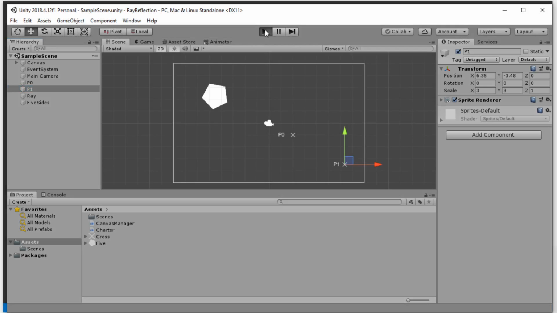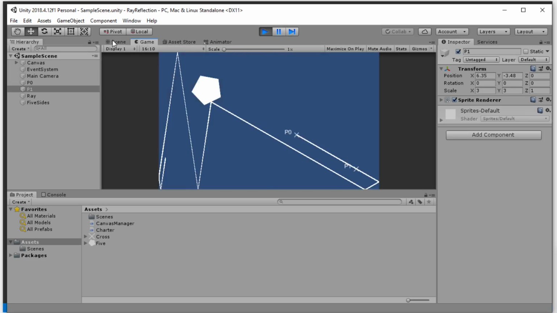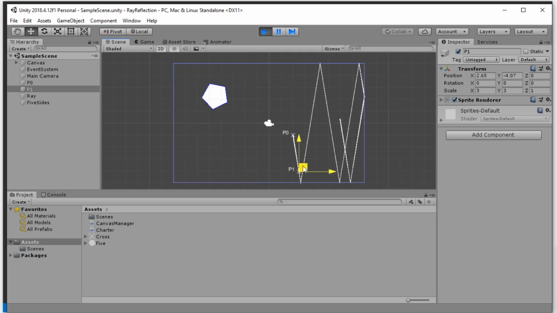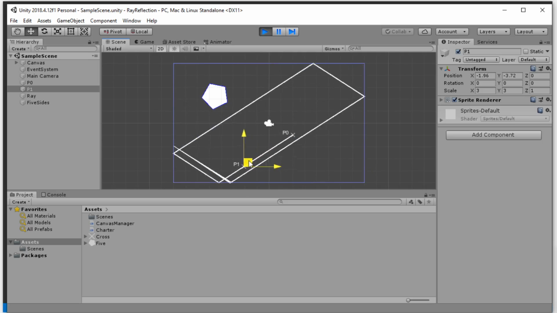So let's see it. And you see it's reflected. And if I move it, it's actually building quite nice.